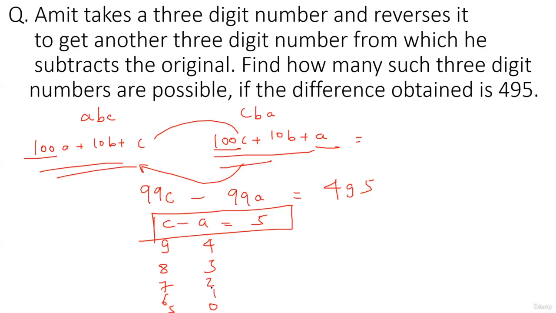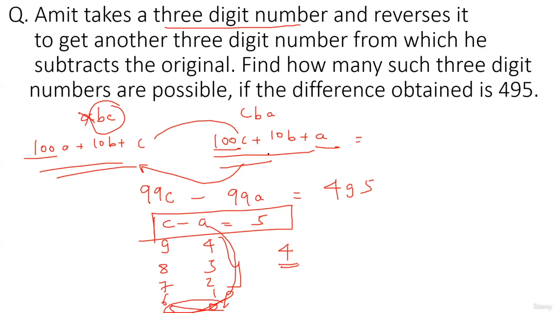Right? But now again there is a problem with the last case 5 comma 0, right? In 5 comma 0, A is 0. If A becomes 0, you get a 2-digit number, right, to begin with. But the condition is that you're taking a 3-digit number and reversing it, right? So you don't have to take 5 comma 0 as a possibility. There are only 4 possible cases for C and A, which are 9 4, 8 3, 7 2, 6 1. So 4 possible answers exist for C minus A being equal to 5.